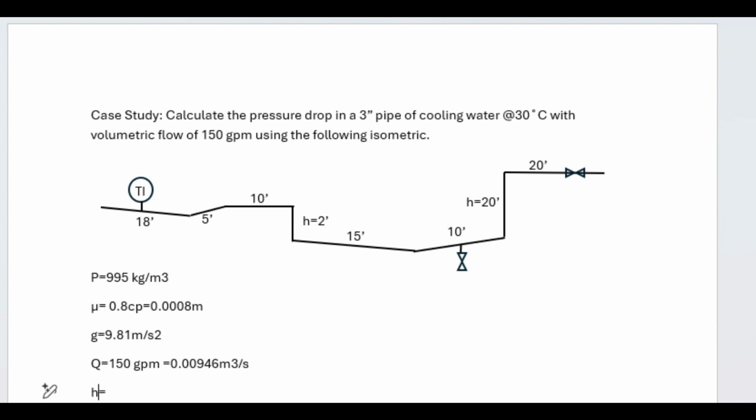And you have elevation. Your elevation would be 20, but then you have a downward elevation, so you only need to get the difference between them. So 20 minus 2, that would be 18 foot, which is 5.4864 meter. For length, you could just sum everything up, and that would be around 100 foot, which is equivalent to 30.48 meter.